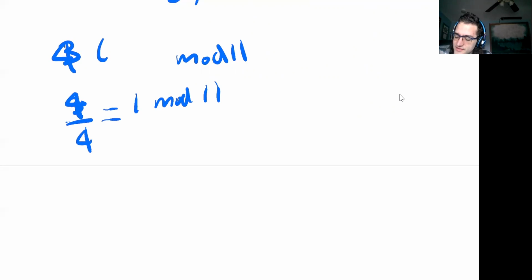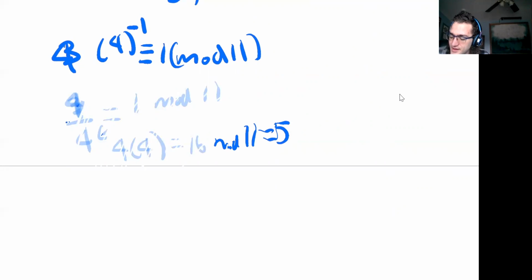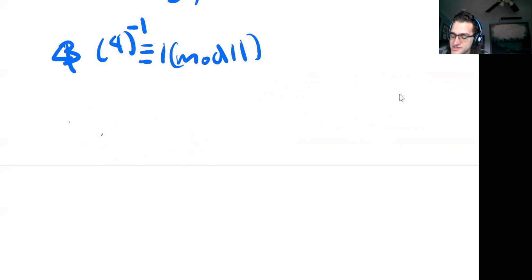What we do with division is we multiply these things and ask, does 4 times this other element equal 1? And 4 times 4 is 16. If I take that mod 11, I get 5. So instead of division, I'm going to ask, what times 4 is equivalent to 1 mod 11? Instead of division, I do modular inverses.